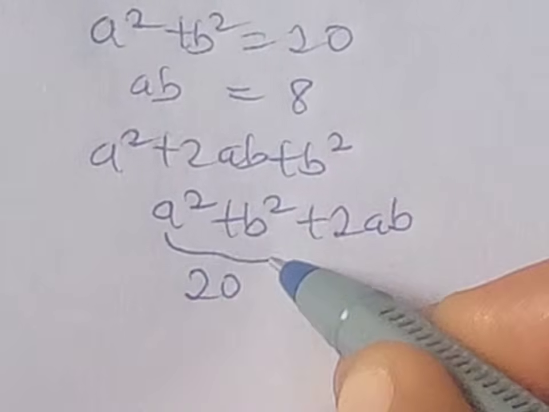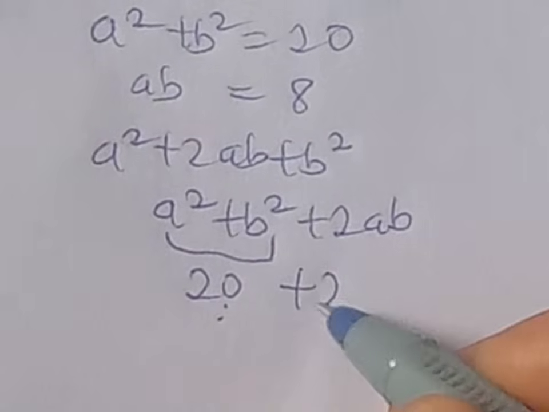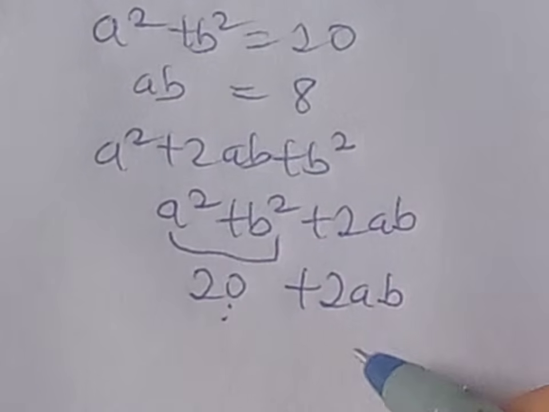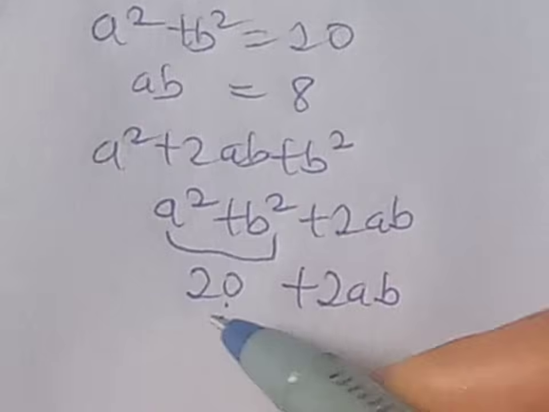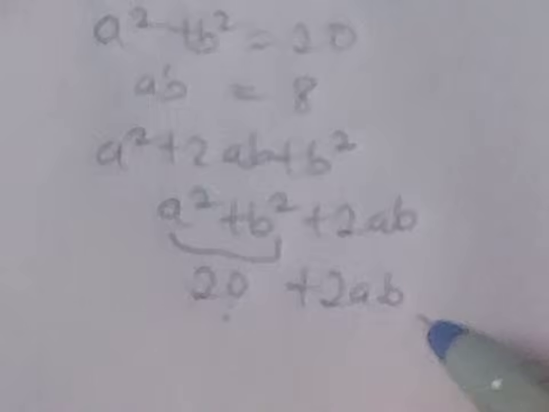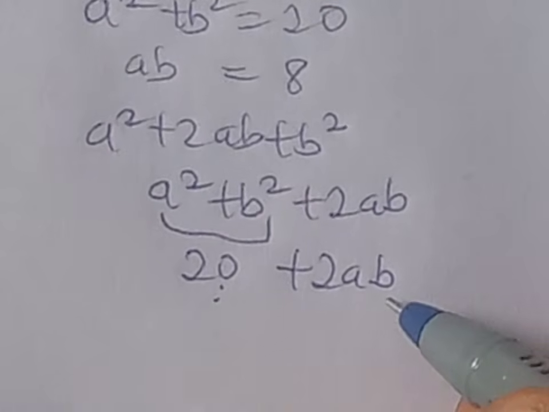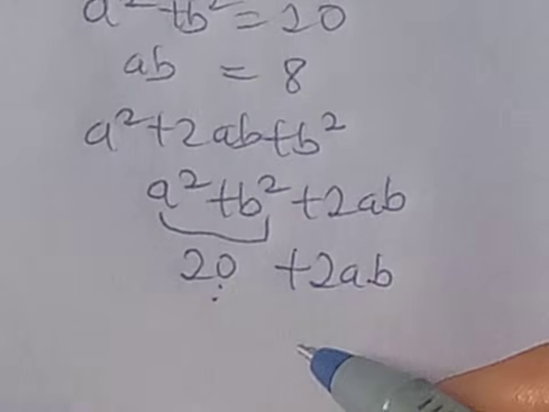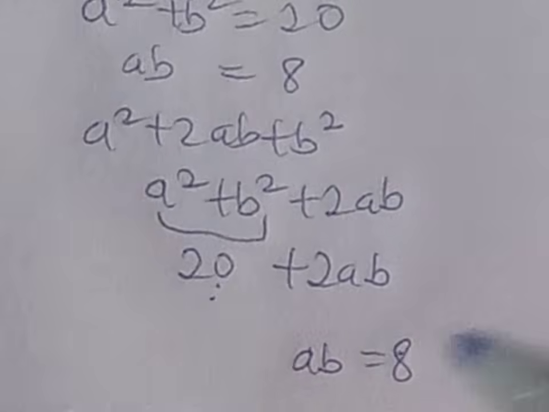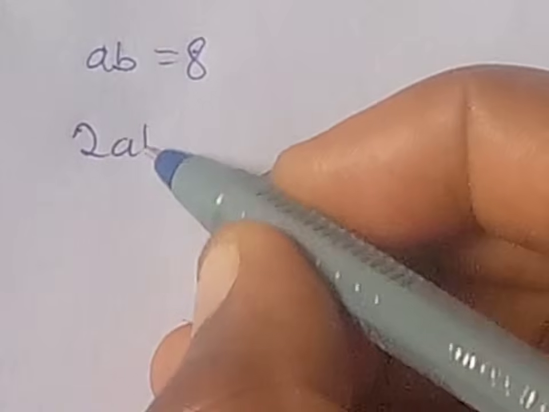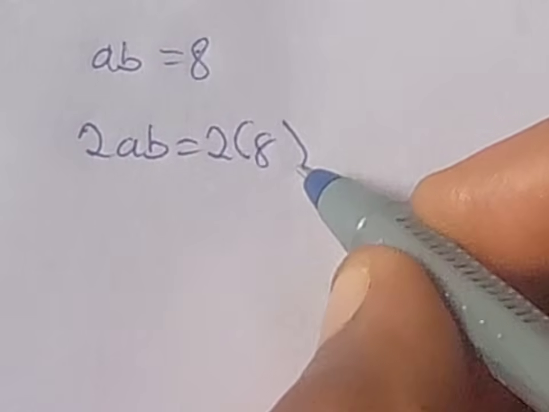That is a square plus b square equals 20 plus 2ab. Now our formula becomes 20 plus 2ab. The next thing is, let's replace ab. The question already tells us that ab equals 8. So 2ab equals 2 times 8.